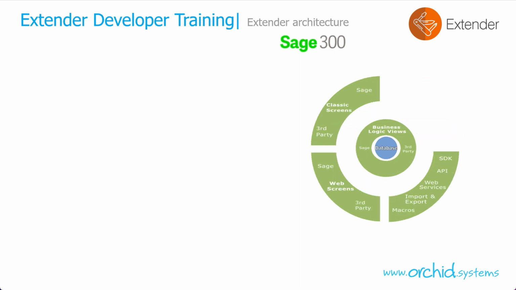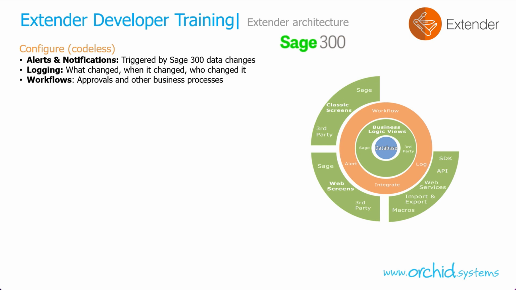Using Extender, with the Configurator edition, Extender wraps a layer around the business logic or views. It allows you to do alerts and notifications, which are triggered by changes in the views. So Extender is monitoring the view logic, and then triggering the alerts and notifications, or triggering the logging, who changed what, when, and where, or starting the workflows themselves.